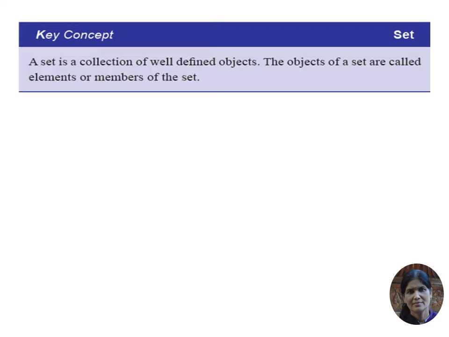Instead of wasting time, let us come to the definition directly. What is a set? A set is a collection of well-defined objects. The objects of a set are called elements or members of the set. Now, what do you mean by well-defined object? Let us take some examples.